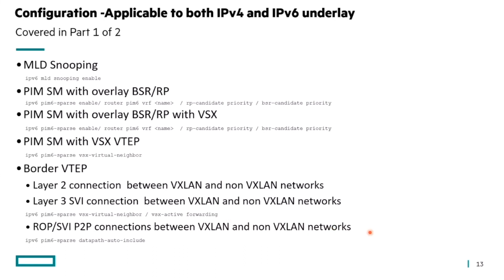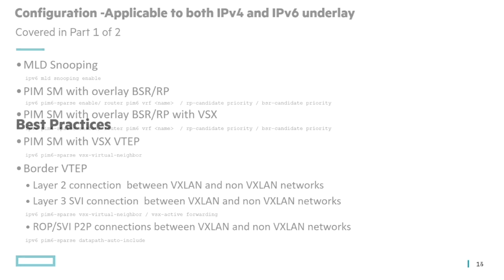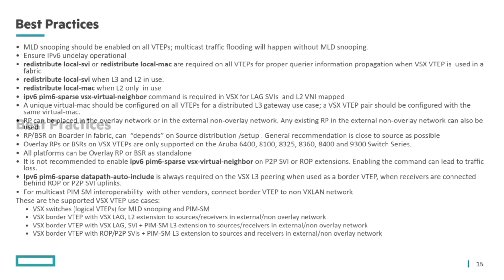And then finally, the third way of connecting was with routing on ports or SVIs with point-to-point connections, where we have to add this command for synchronization of the data path, which is IPv6 PIM-v6 sparse data path auto encode. So all of this was covered in part 1 of 2, and it just shows you what the similarities are between the two overlays. So in terms of best practices, this is also covered in part 1 of 2. There's only a minor difference, so let's call these out too.